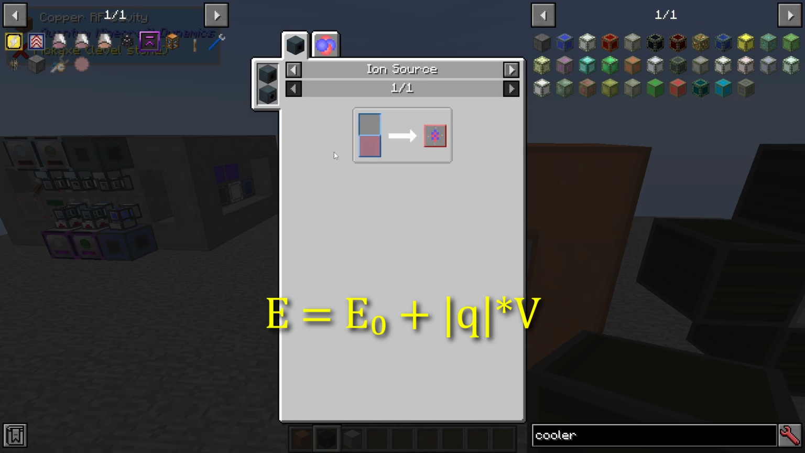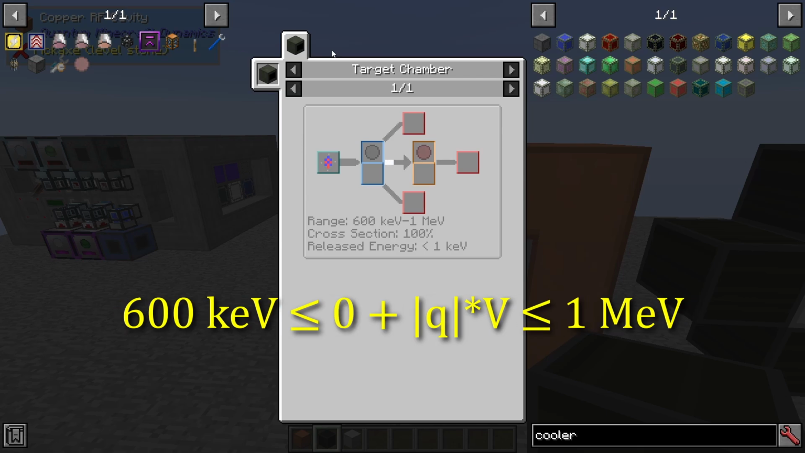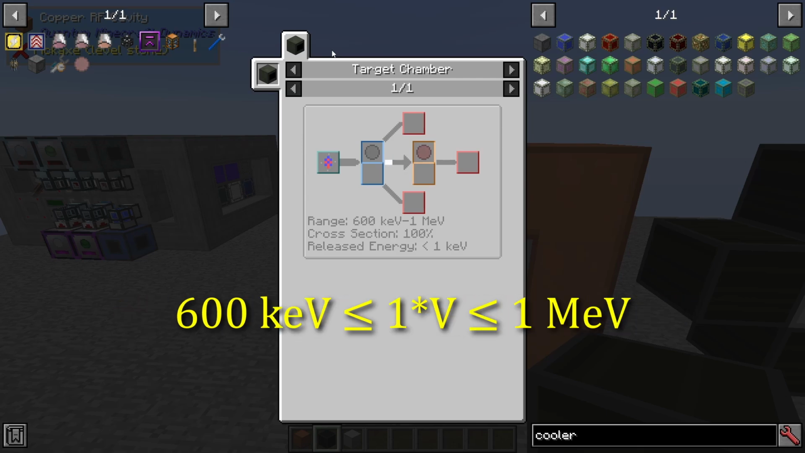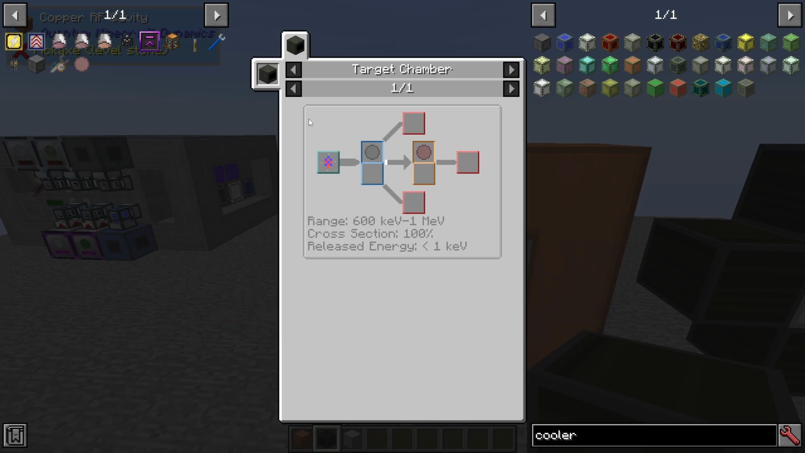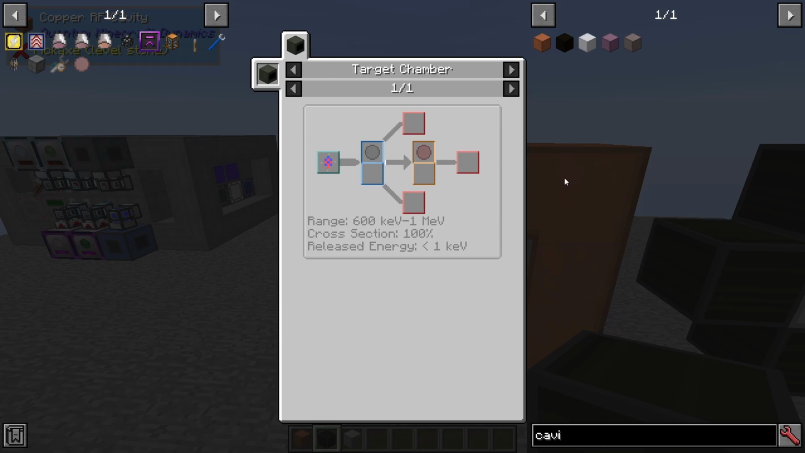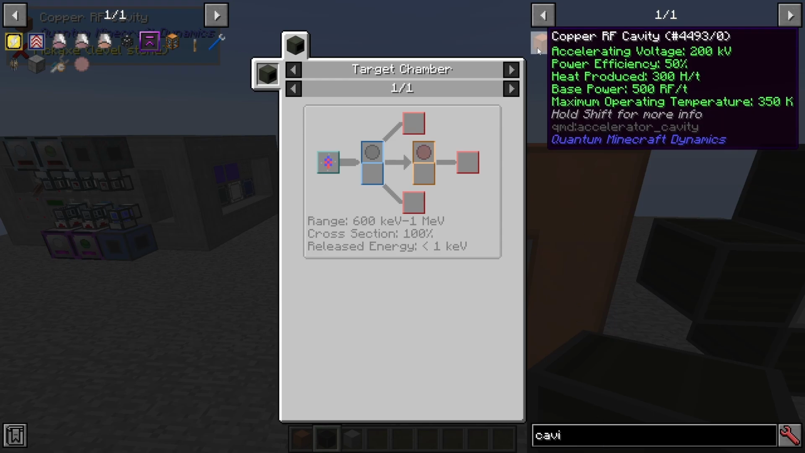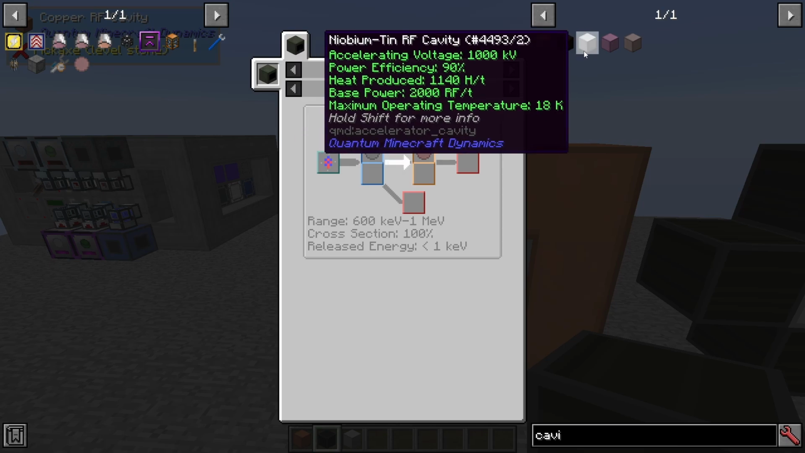We can see that we need an energy between 600 keV and 1 MeV. We will substitute 0 for the initial energy since we start from an ion source, and 1 for the charge, and then we will solve for voltage. We see that we need a voltage between 600 kilovolts and 1 megavolt. To do this, let's go to the cavities. We can use three types of cavities: copper cavities, magnesium diboride cavities, and niobium tin cavities. Anything else gives too much voltage.